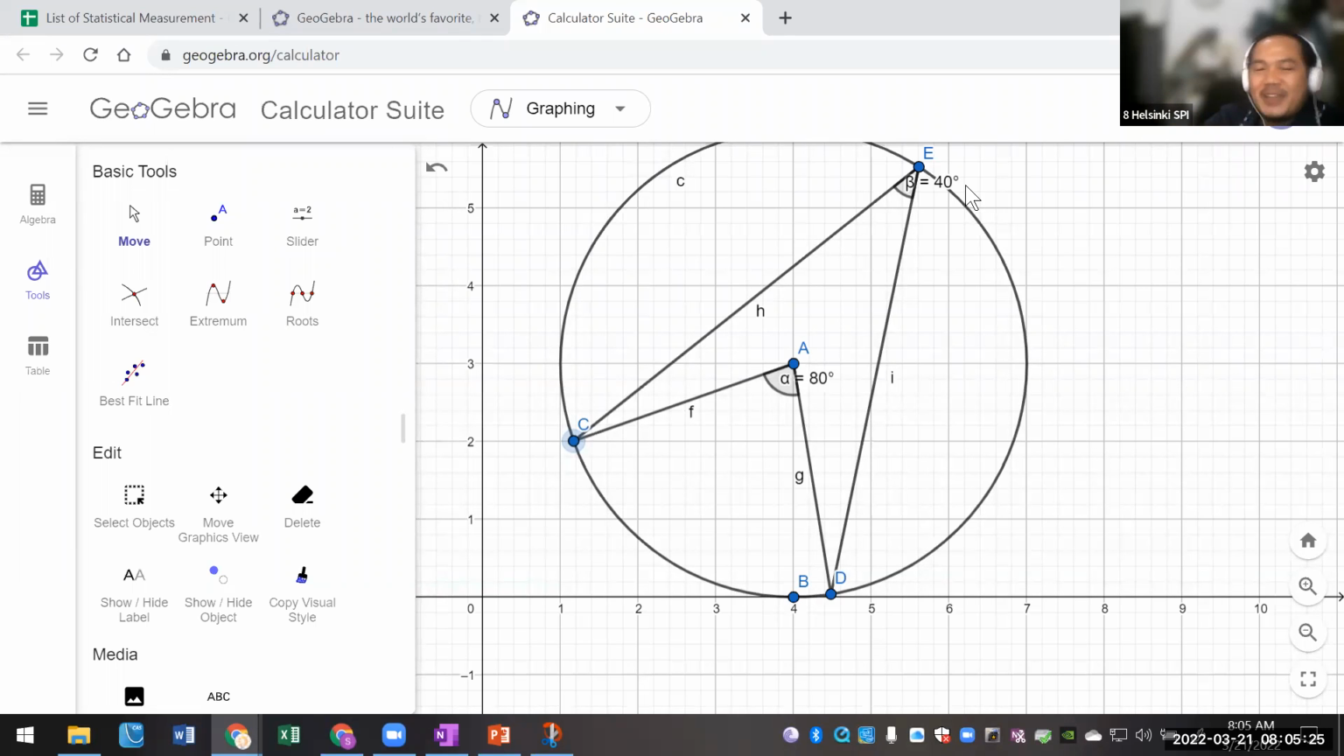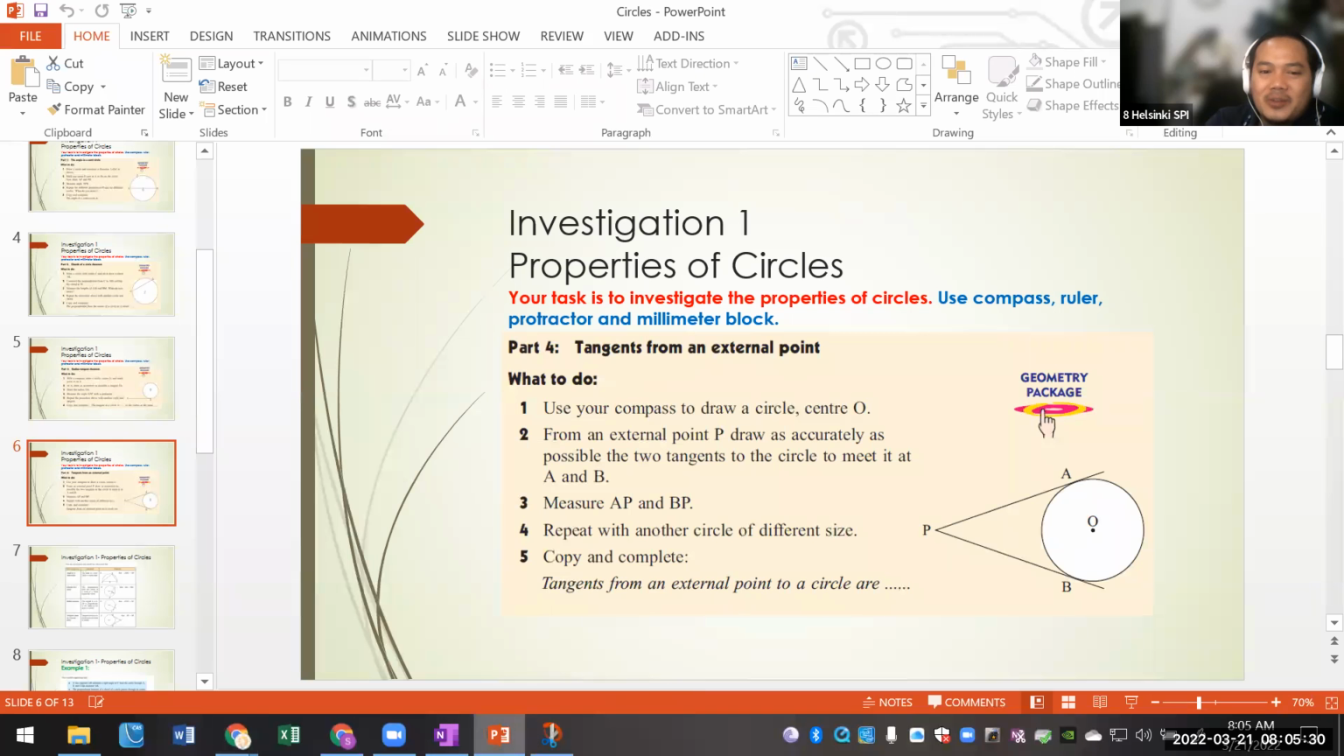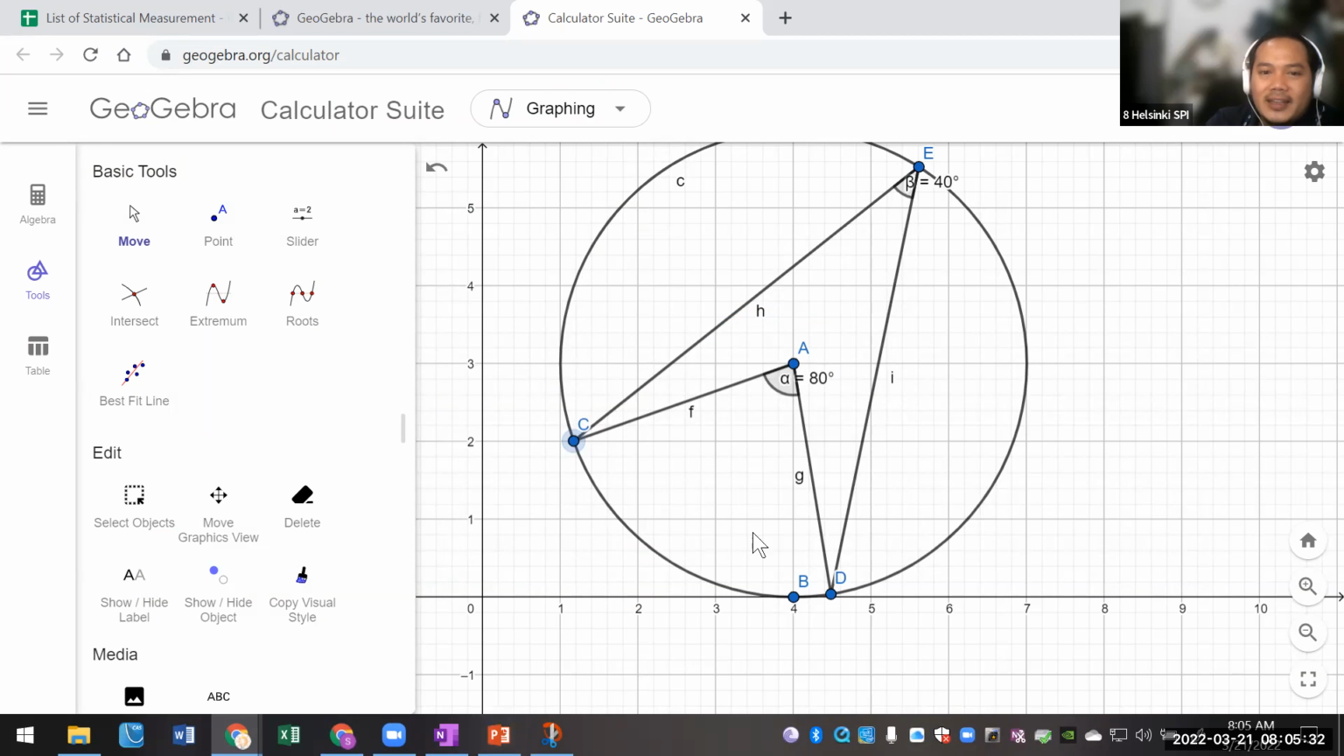So if you go back to your notes again, guys. When we're talking about the inscribed angle and the center angle, basically the inscribed angle is going to be half of the center angle. That's always going to be like that. So that goes with our topic today about angles.